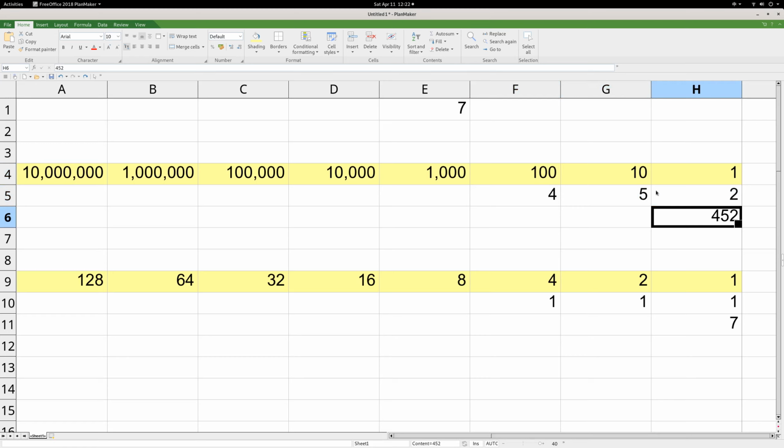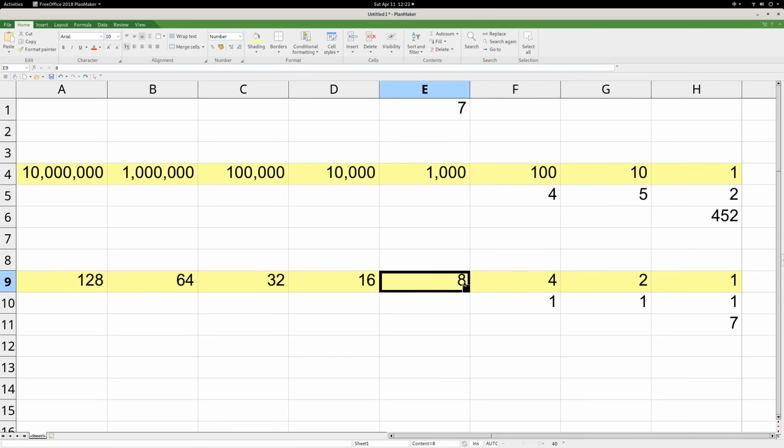Similarly, in the binary system, we don't have tens. We have only 0 and 1. So the first digit is 2 raised to the 0th power, which also is 1. Here, 10 to the 0th power and 2 to the 0th power are the same. The second digit in the binary system is different from the decimal system. There's 2 raised to the first power, which is 2. Here, 10 raised to the first power is 10. So they're different now. The third digit is obviously 2 to the second power, which is 4.